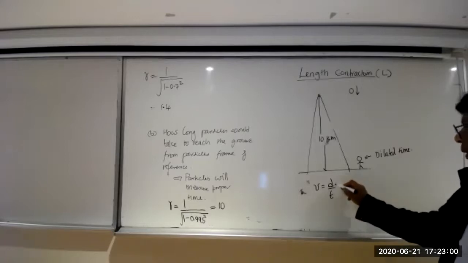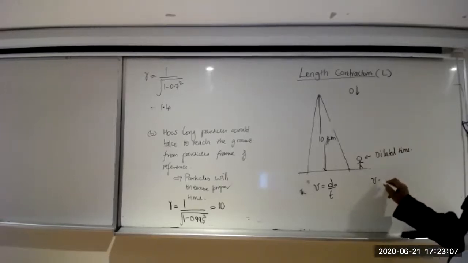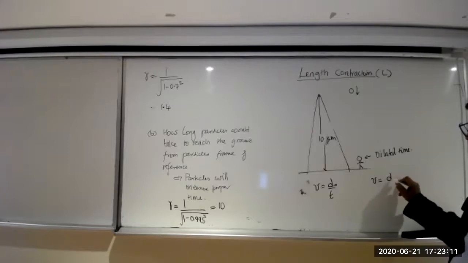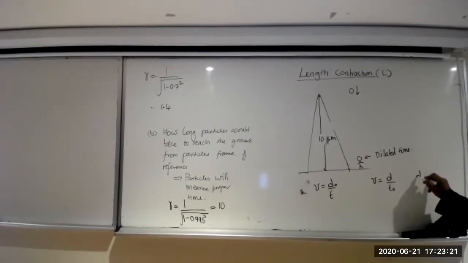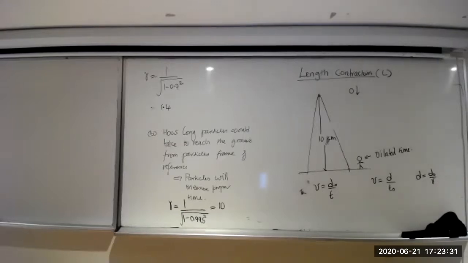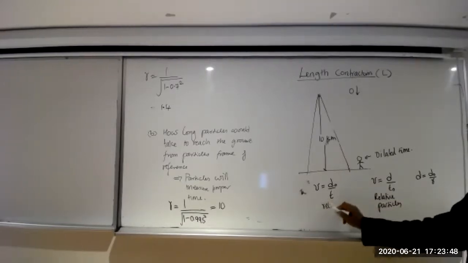So we know that if you're observing the dilated time, this has to be a proper length, because the other guy is observing the contracted length and proper time. When you derive that equation, you will see that your d, which is the contracted length, is given by the proper length divided by gamma. This is relative to the particle. This is relative to the man on the ground.